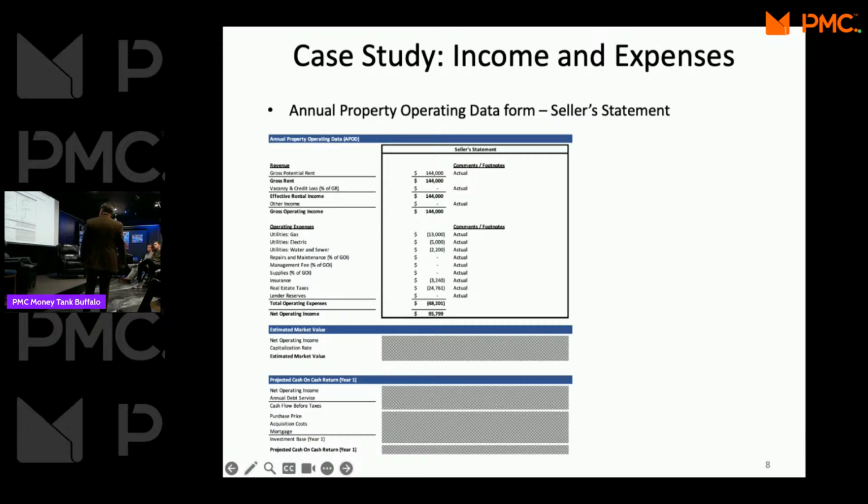Okay. So, again, the big things that sellers never show, they never have a vacant unit, they never show property management, they never show replacement reserve. So all we do is we take this blank APOD form, called the seller statement, and we just plot this information on a seller statement. Okay.